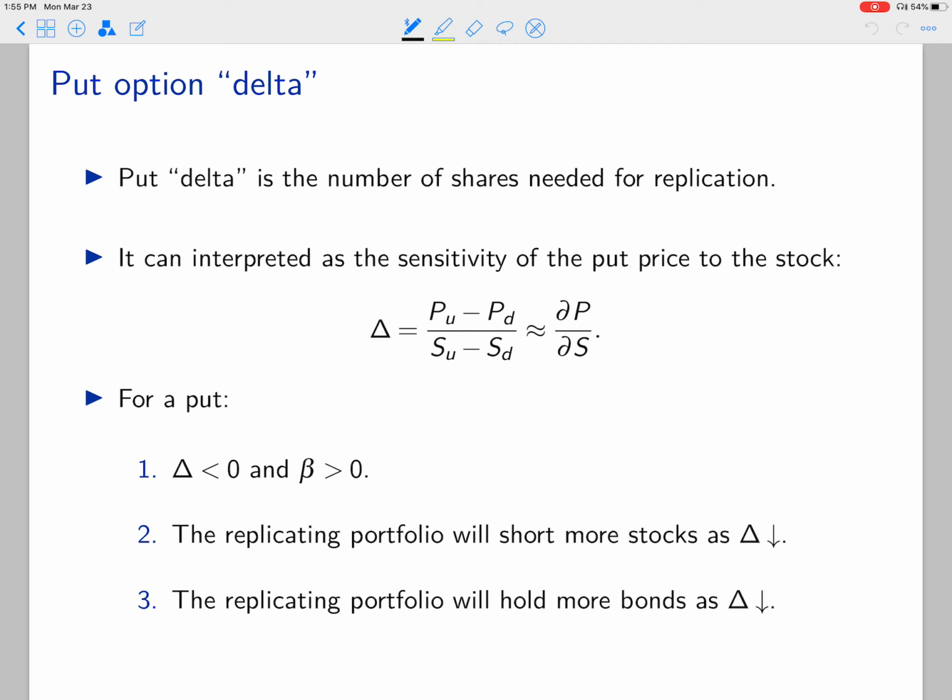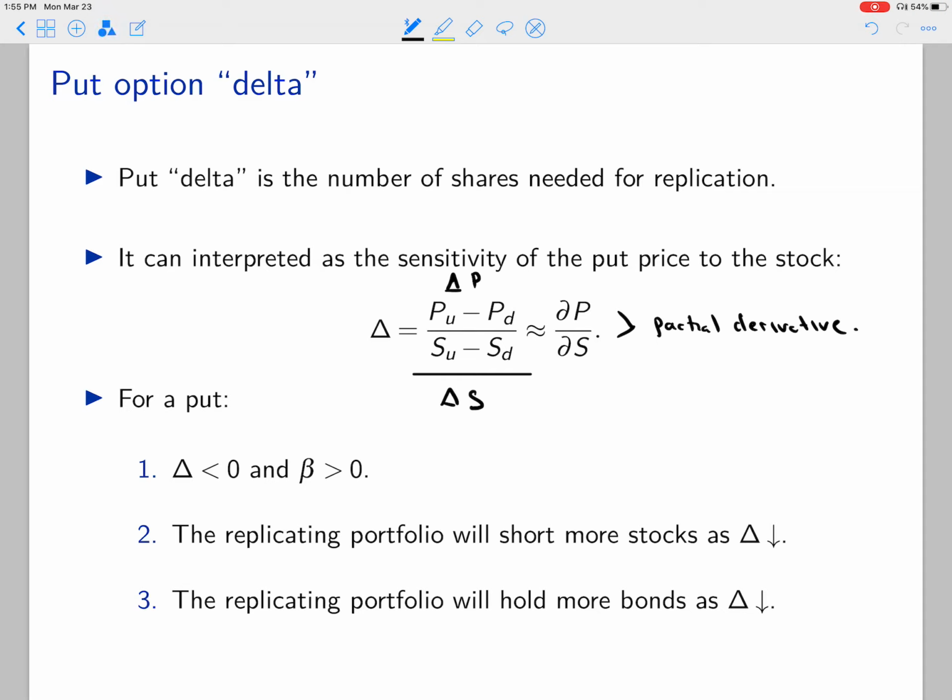The put option delta can also be interpreted as the number of shares needed for the replicating portfolio. It's the sensitivity of the put price to the stock price again. And again, it's a change in the put price, so it's delta P over delta S: the change in the put price in response to the change in the stock price, or just a partial derivative of the put price with respect to the stock price. It tells you how much your put is approximately going to move if the stock price moves by 1 unit.